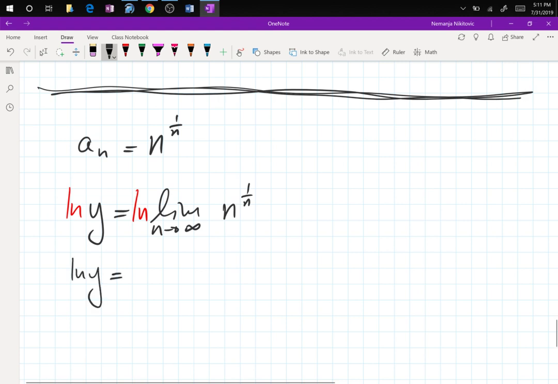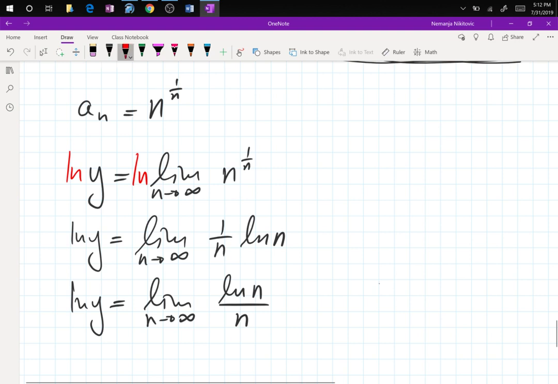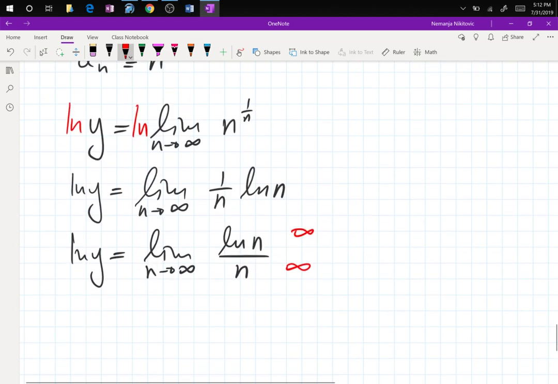So we have ln y on the right. On the left, we're going to swap limit and ln, because ln is an increasing function. The 1 over n jumps in front of ln, so we just have ln of n. We use the formula that peels off the exponent and pushes it in front of ln. So now you technically have that ln y is equal to the limit as n goes to infinity of ln n divided by n. Since both of these are increasing functions, you have infinity over infinity, and at this point it's L'Hopital's rule.